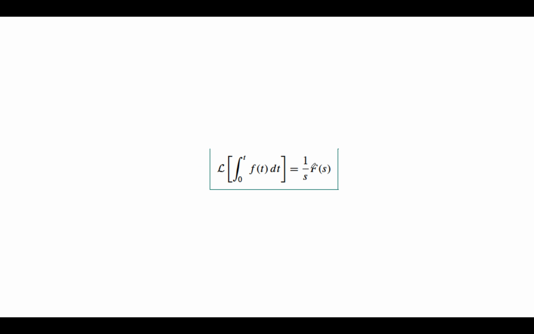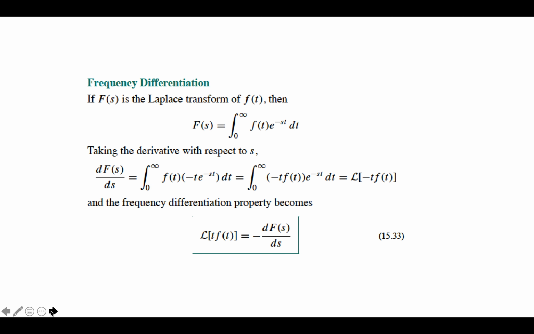And once again, sometimes if you have a function in the s domain and it's divided by s, you can actually get the inverse transform by taking the inverse transform of the f of s term and then taking care of the 1 over s by performing integration in the time domain. So we'll see some examples of most of these.